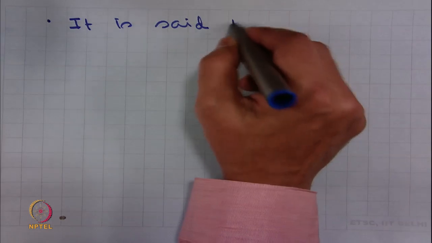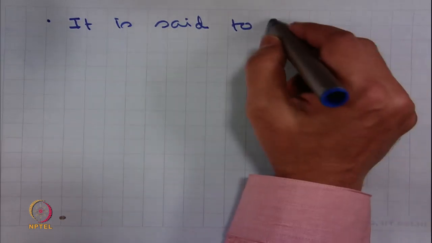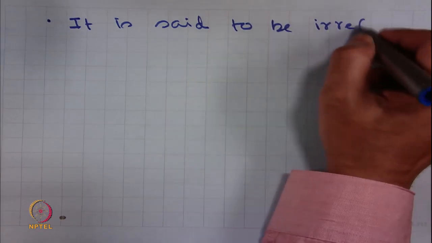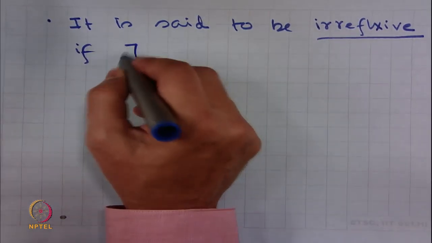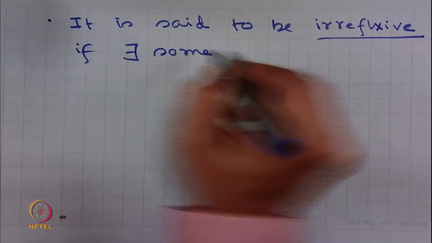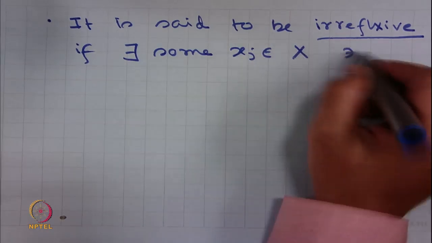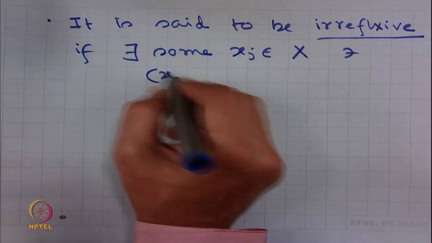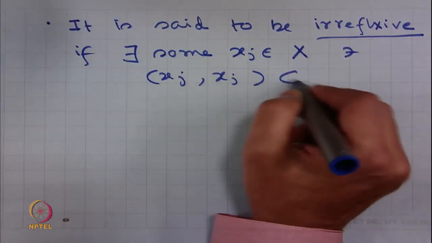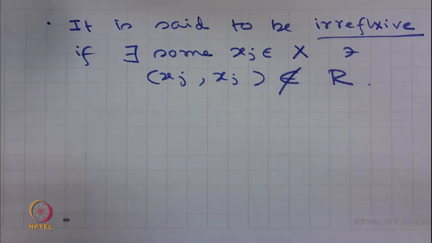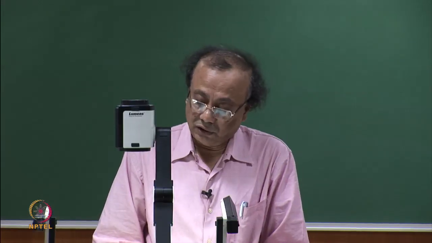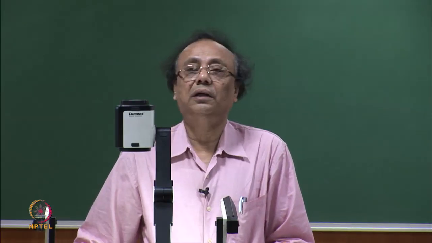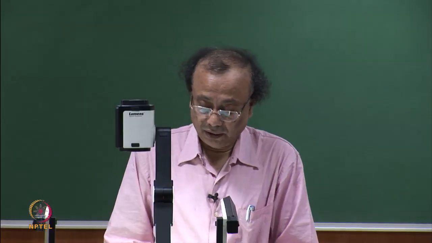It is said to be irreflexive if there exists some x_j belonging to X such that the pair (x_j, x_j) does not belong to R. That means, if there exists at least one element such that it is not related to itself, then we call the relationship irreflexive.